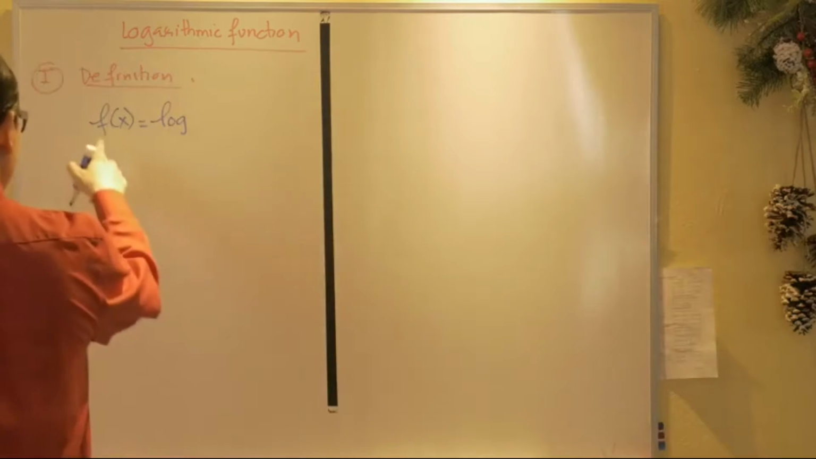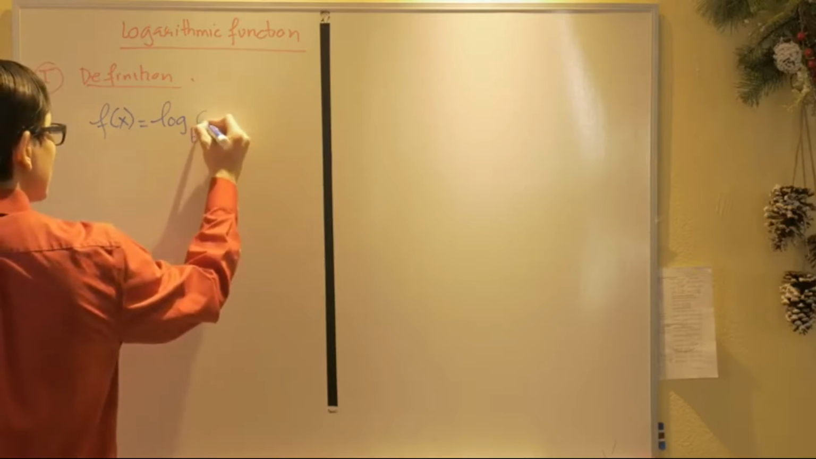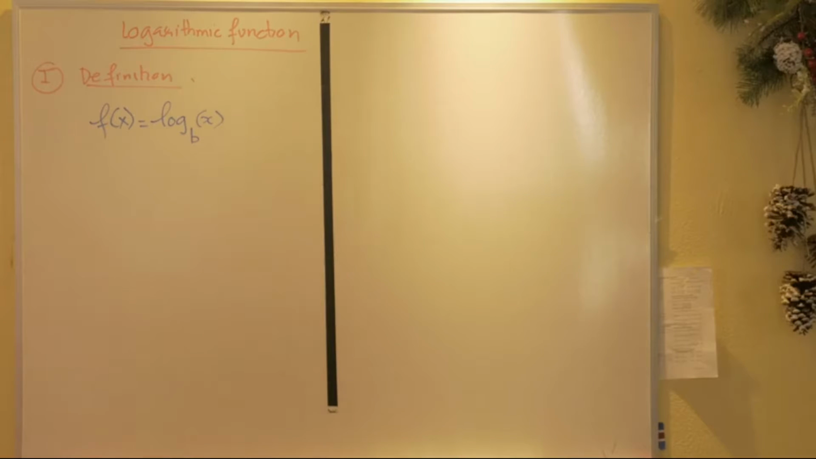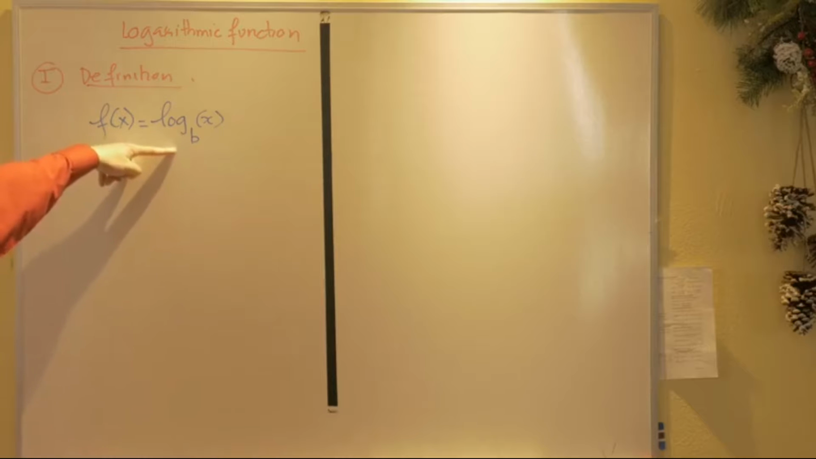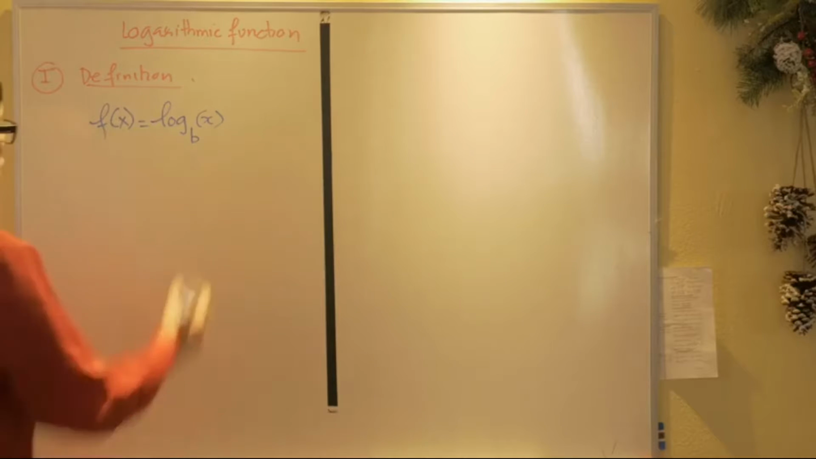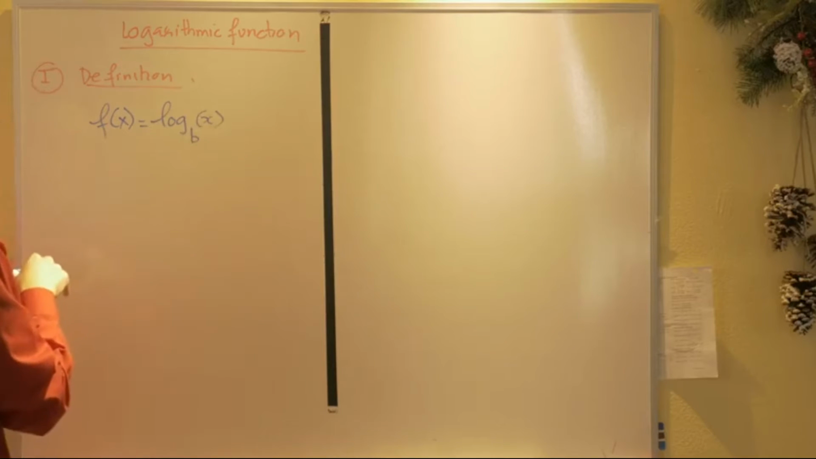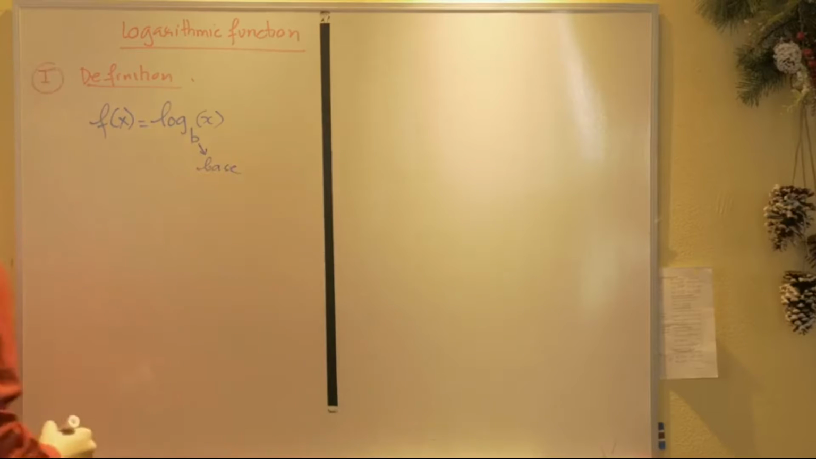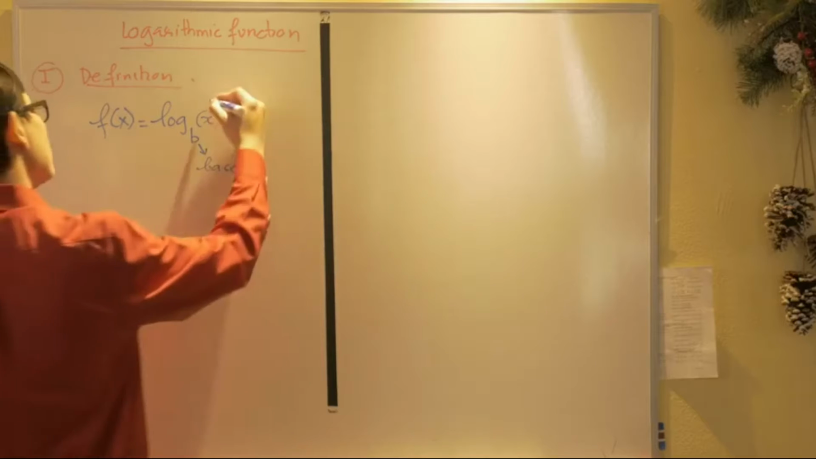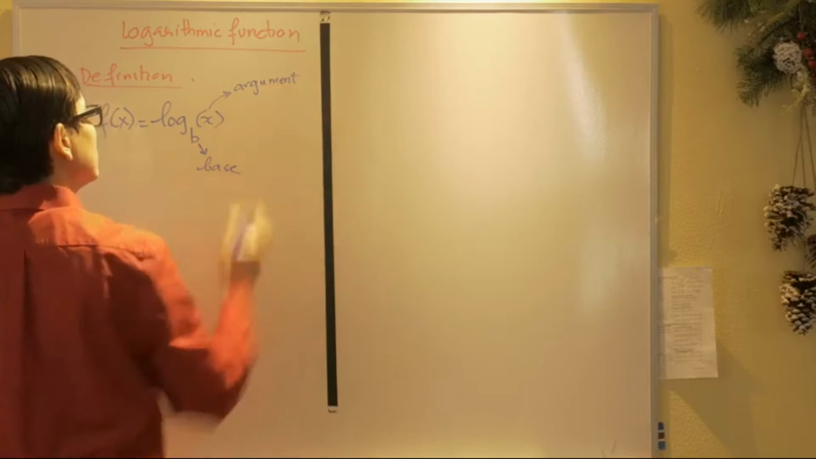Okay, f of x equal to log base b of x. This is the standard form of the logarithm function. You see that I write b as a subscript. I don't write it on the same level as the log; I lower the letter b a little bit. This is the base. The x inside the parentheses is the argument.